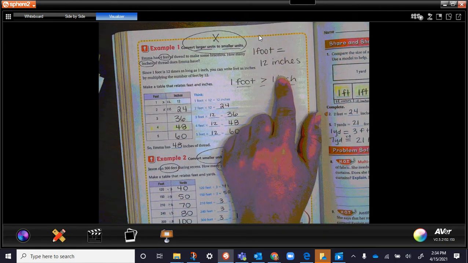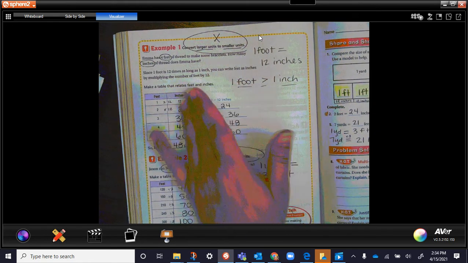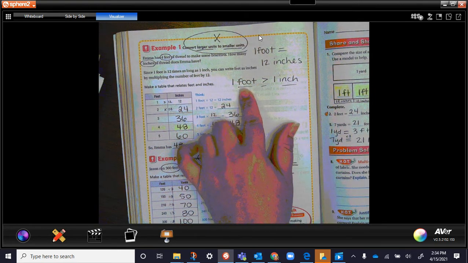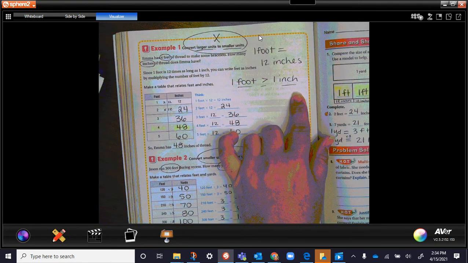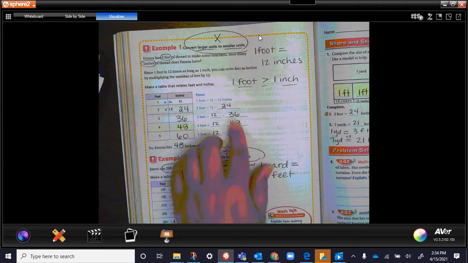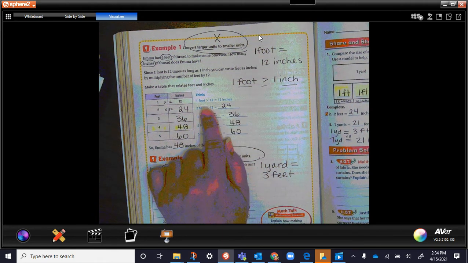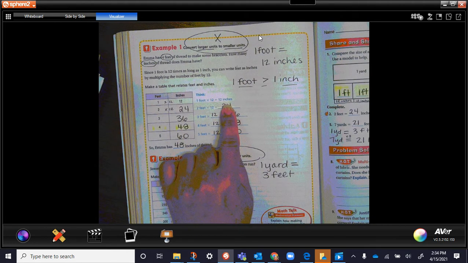So go to the one that has length. Here we're talking about feet and inches, and the conversion is that 1 foot is the same as 12 inches. Then we think, okay, this is a bigger unit to a smaller unit because a foot is bigger than an inch. Because of that, we're going to use multiplication. We know that 1 foot is equal to 12 inches, so we're multiplying that 1 foot by 12 to get those 12 inches.